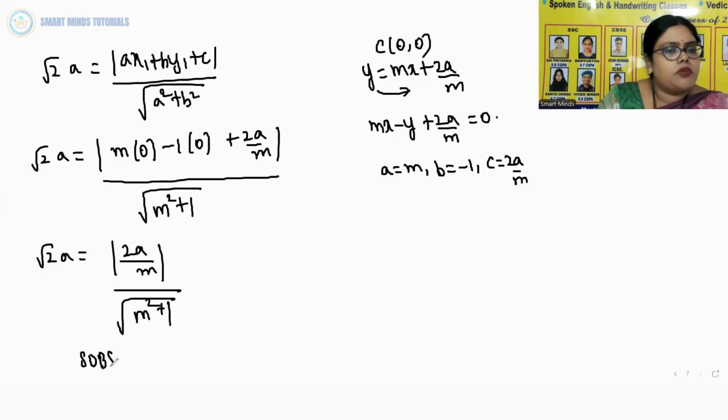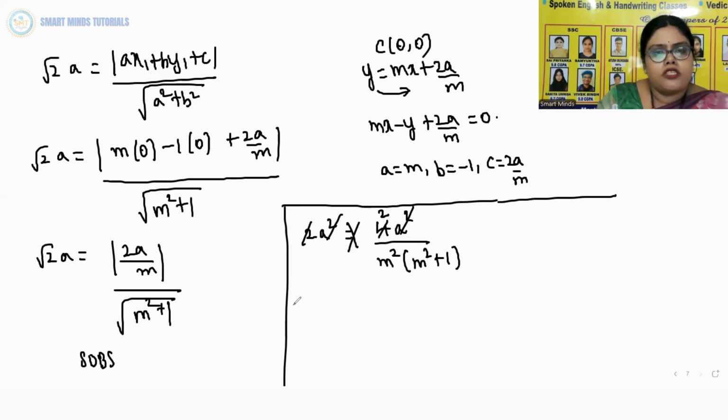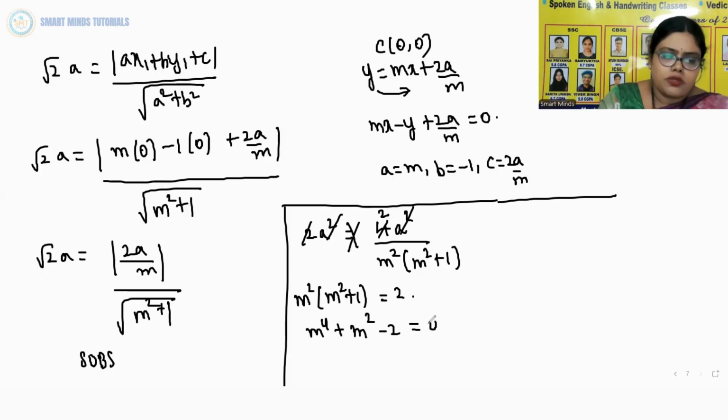Now squaring on both sides. What do you get on squaring? So we get 2a square equals to 4a square by m square into m square plus 1. Now a square cancel, 2 ones are 2 twos are. Now you cross multiply, m square into m square plus 1 is equal to 2. So if you multiply, we will get m power 4 plus m square minus 2 is 0.